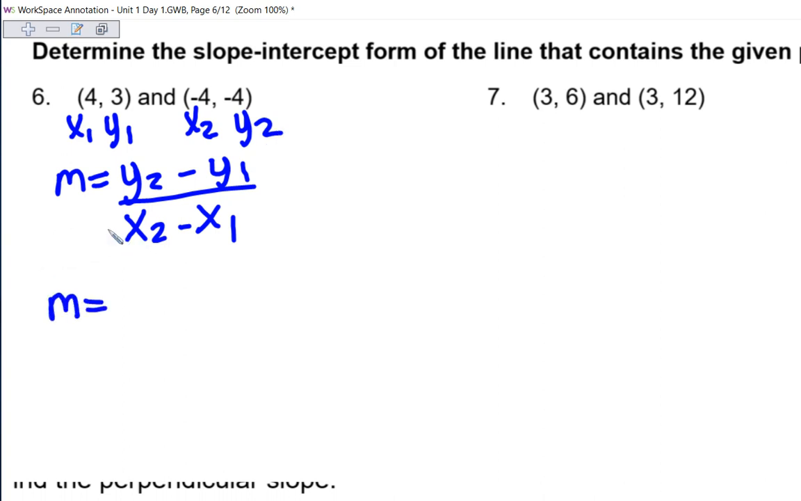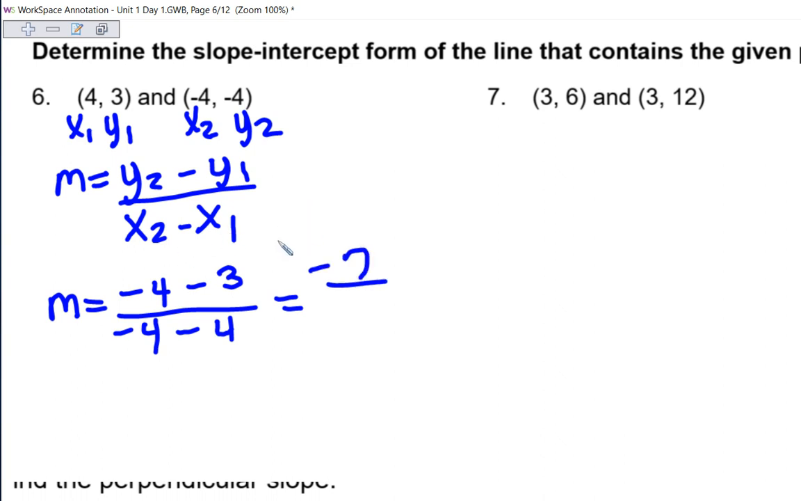And what do we put for y2? -4 minus, what do I put for y1? 3. What do I put for x2? -4 minus, what do I put for x1? 4. For the numerator, -4 minus 3 is -7. For the denominator, -4 minus 4 is -8, and a negative divided by a negative becomes a positive 7/8. All that work, am I finished?